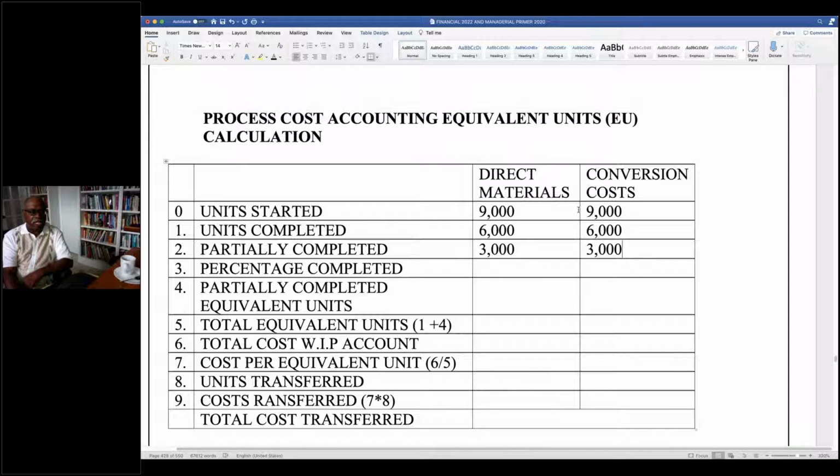And what's the percentage incomplete? 100%. So these are all the way complete then, 100%. And what then about over here, on the conversion cost? 50%.